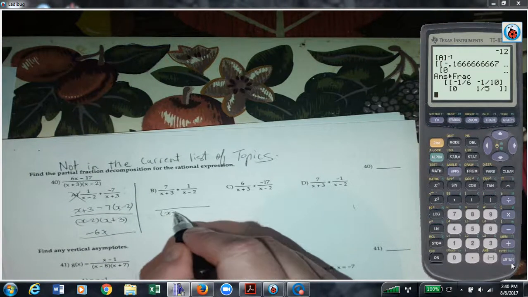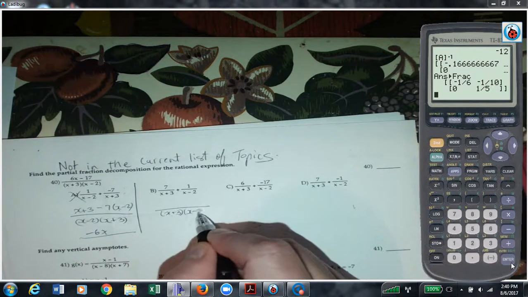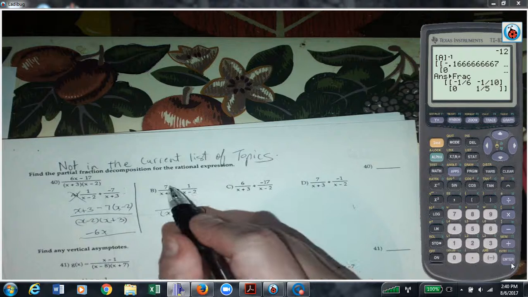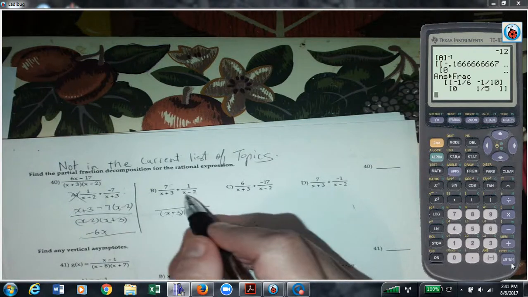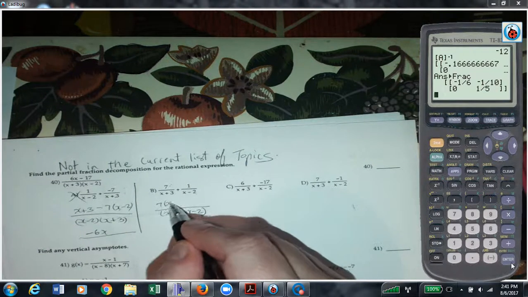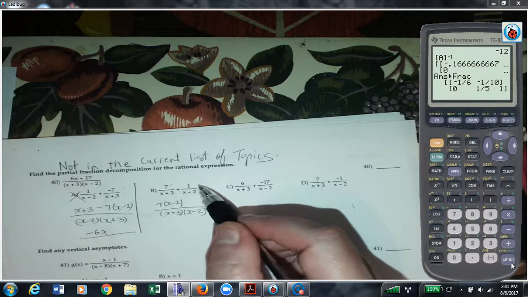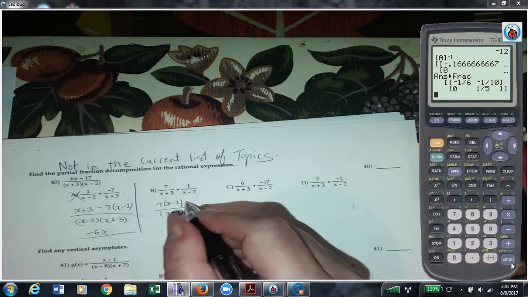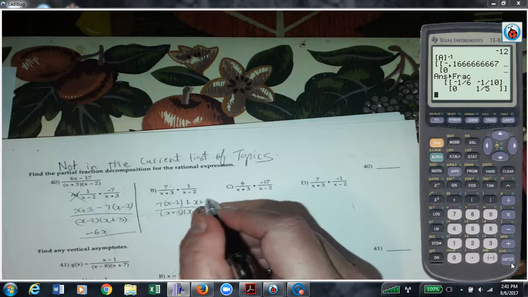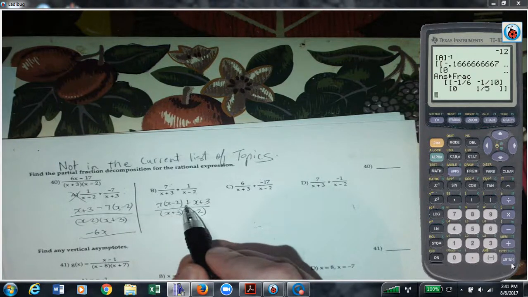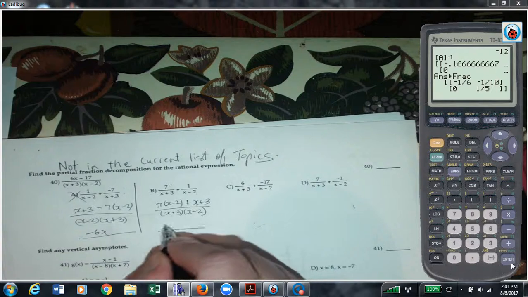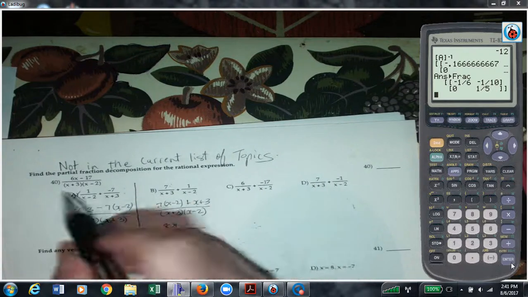If I was trying to get the same thing in the bottom there, I'd have to multiply top and bottom of this one by x minus 2. And I'd have to multiply top and bottom of this one by x plus 3. And so I'd have 7x plus x, which would give me 8x in the top here, and that's not what we have there.